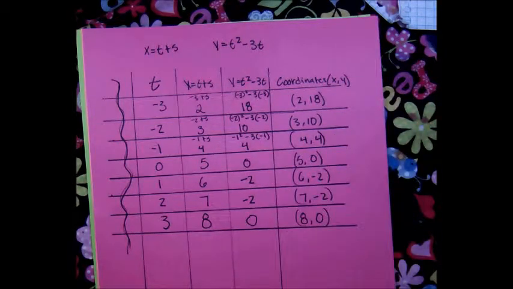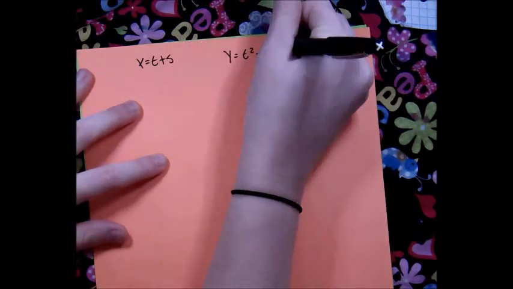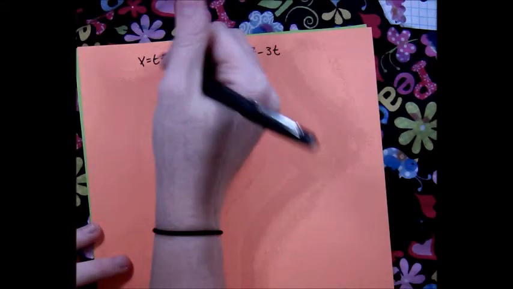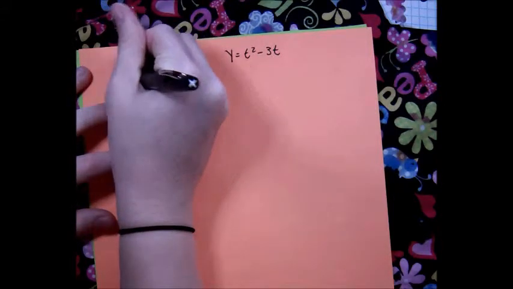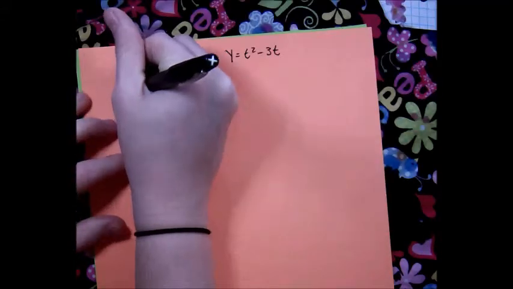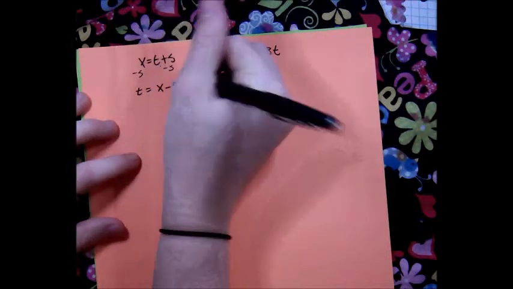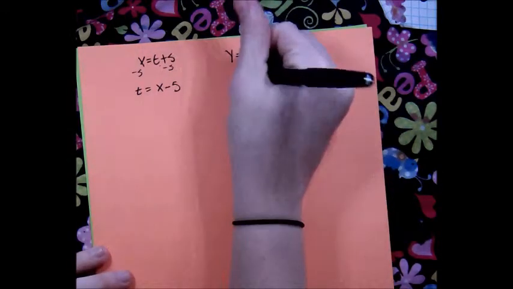The second thing we're going to discuss today is how to find the rectangular coordinates. We're basically using the same equations. We're just plugging them in so we can show how we got our coordinates from our table. Our first equation is x equals t plus 5, and y equals t squared minus 3t. So first off, we have to solve for t. Our equation is x equals t plus 5. You subtract 5 from each side, and that cancels out. And so our equation is x minus 5 equals t.